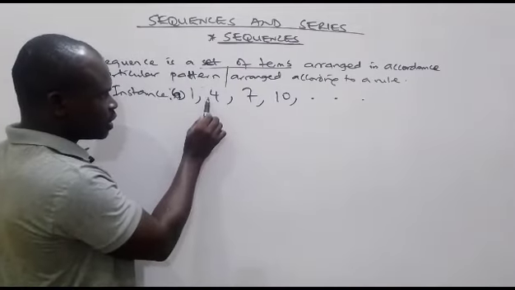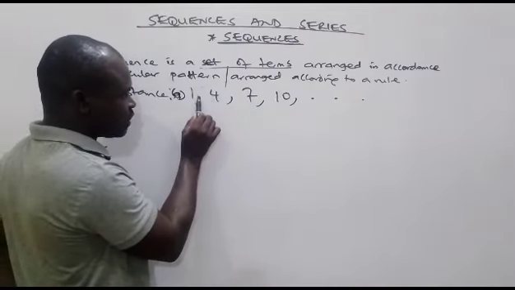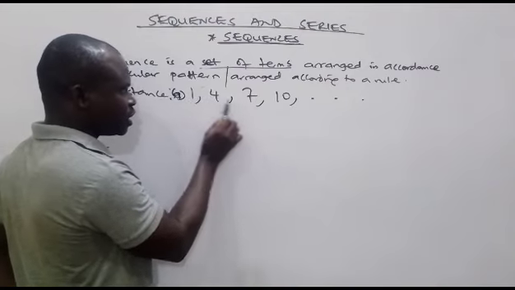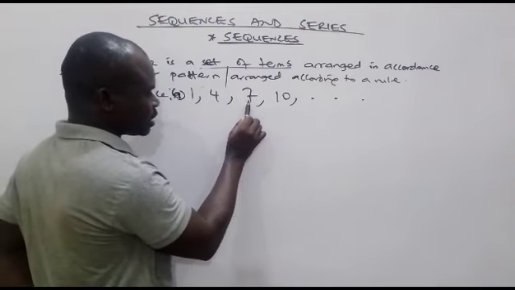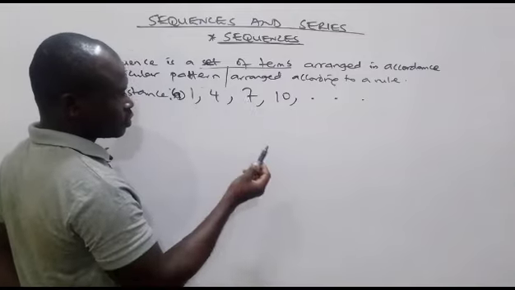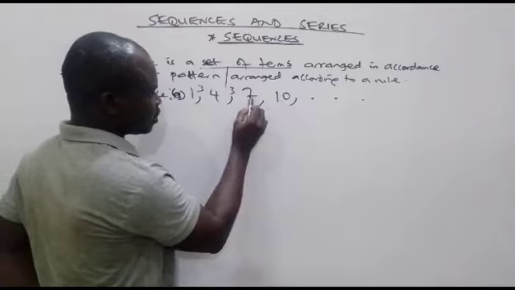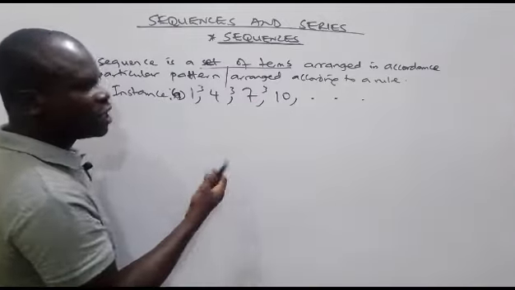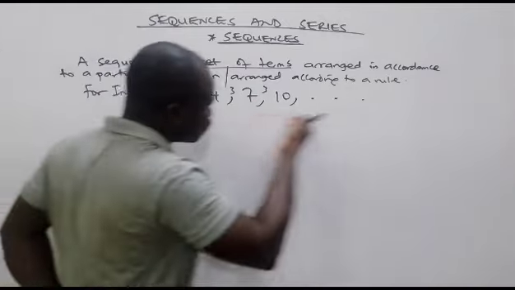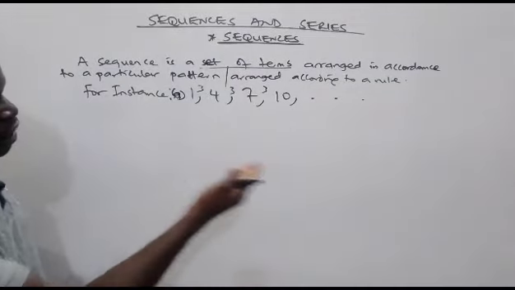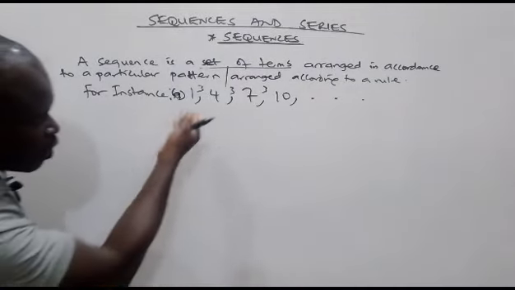Something is common here. The difference between the second and the first, the third and the second, and the fourth and the third, they are common. The difference is 3. 7 minus 4 is 3. 10 minus 7 is 3. So they have a common difference. This sequence is arranged in a particular pattern, and that pattern is uniform.